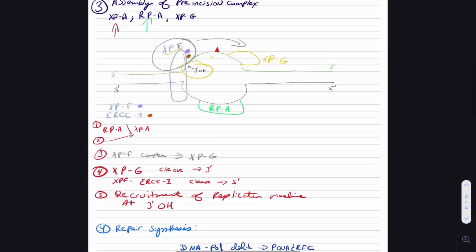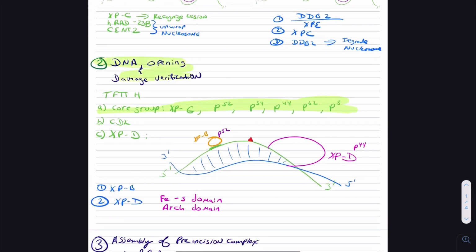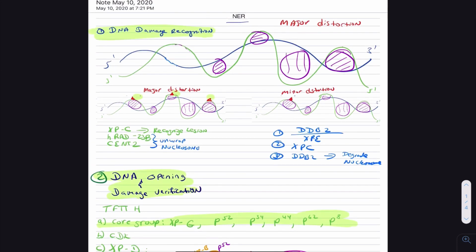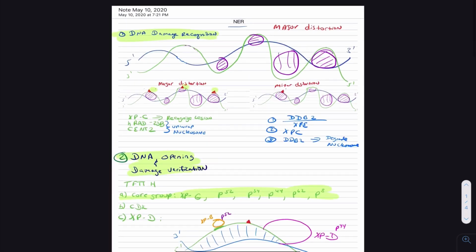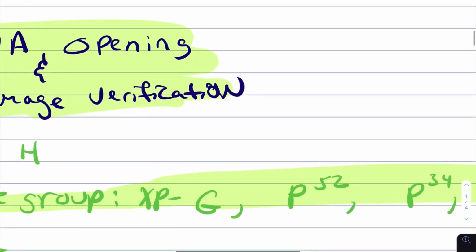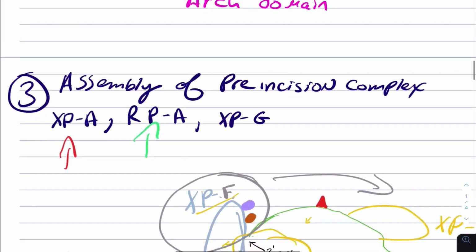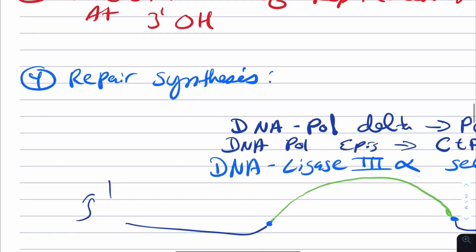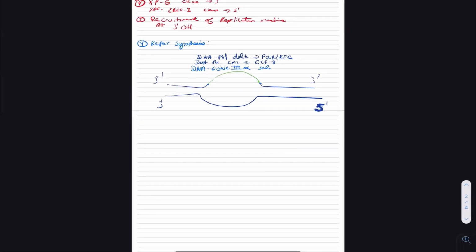So remember, four steps that are involved. Here's our first step over here, damage recognition. What's the next part? DNA opening and damage verification. So I'm sorry, the first part is DNA damage recognition. That's number one. Next part we said is DNA opening and damage verification. Third part we said is the assembly of the pre-excision complex. And then finally the last is the repair synthesis. All right, so these are the four steps that are involved and we went into details of each one. All right, so that's it.